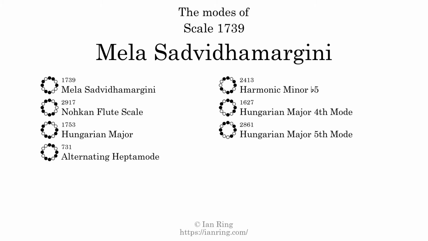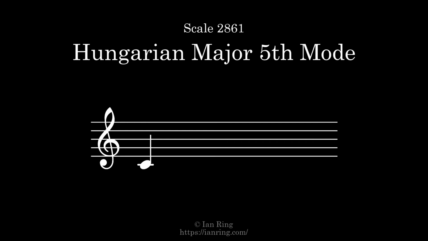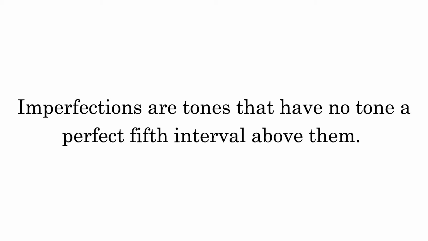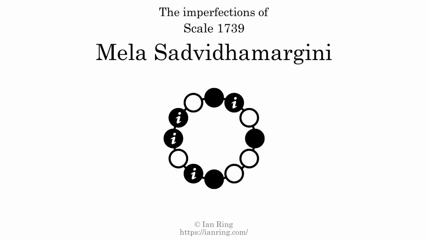The seventh and last mode is scale 2861, also known as Hungarian Major 5th mode. It sounds like this. Imperfections are tones that have no tone a perfect 5th interval above them. This scale has 4 imperfections. They are at positions here, here, here, and here.